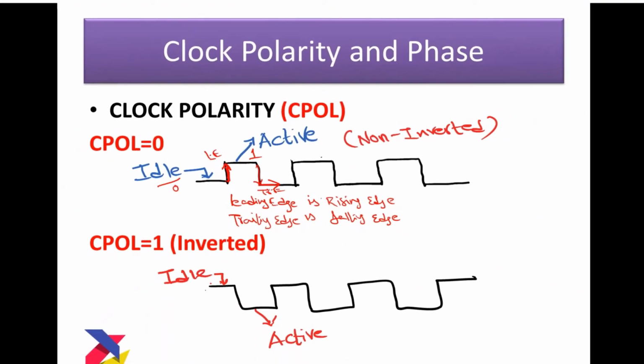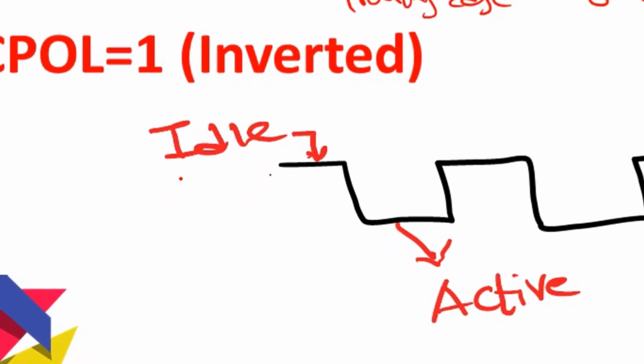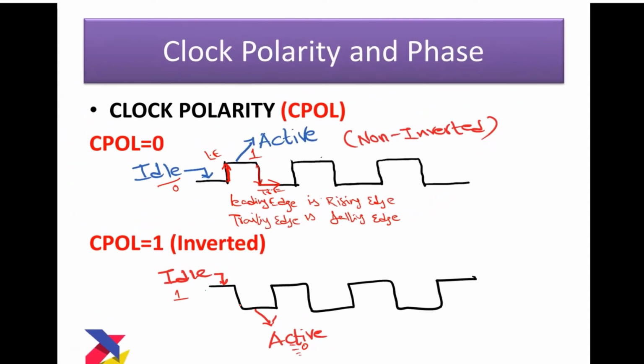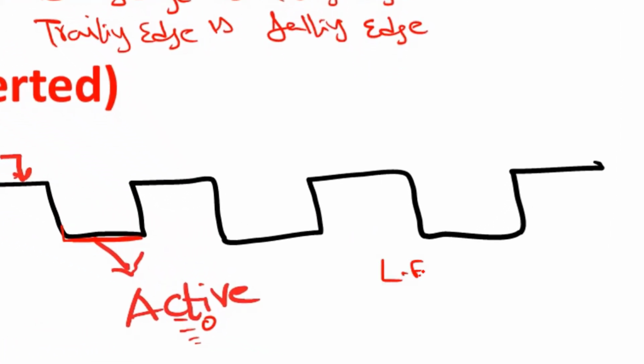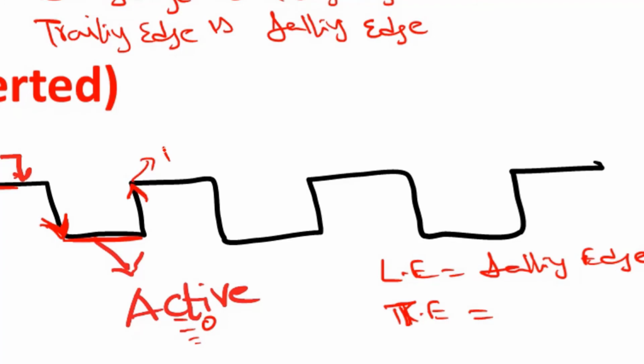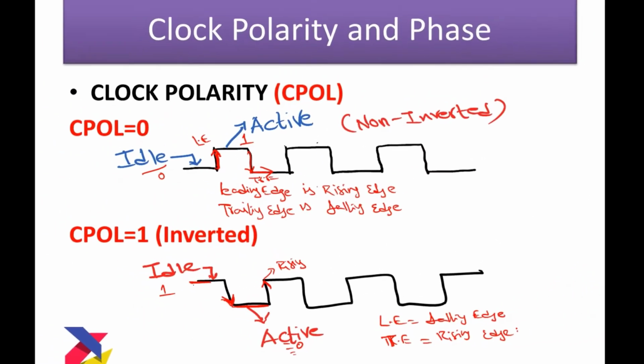Coming to clock polarity 1, this is also called the inverted polarity. In this case, the idle state is 1 and the active state is 0, and each cycle constitutes a pulse of 0. Here this is the active state, so the leading edge is the falling edge, and the trailing edge here is the rising edge. So this is the concept of clock polarity.